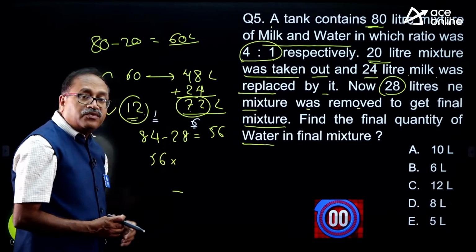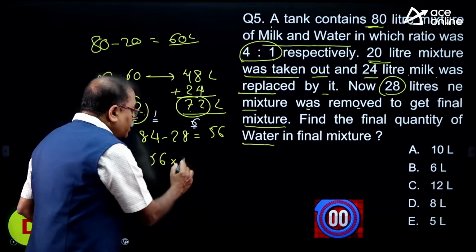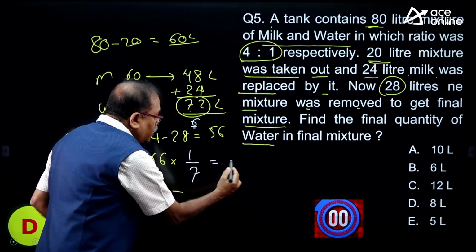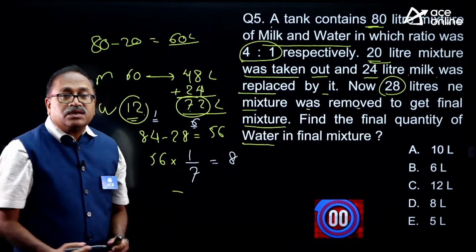I need to find out the water from here. So 1 part out of 7 parts, 1 plus 6, 7 parts. So 1 by 7 of 56, and that is 8 liters. Option D.